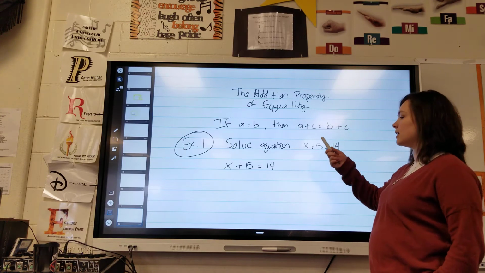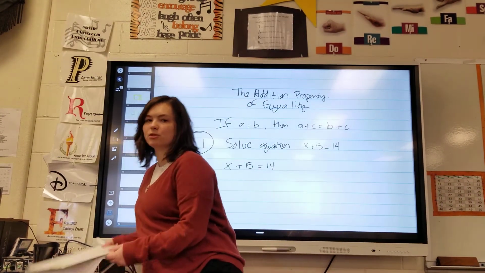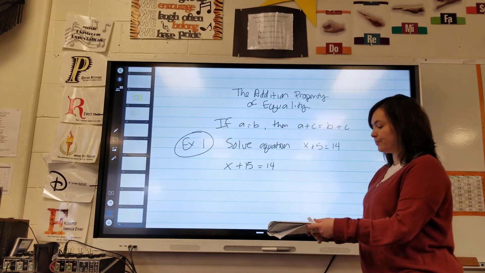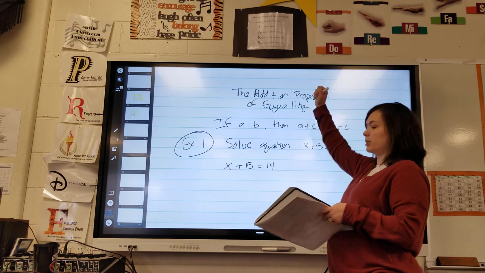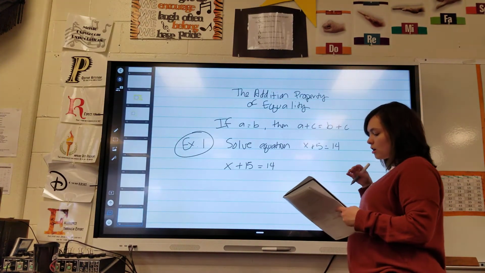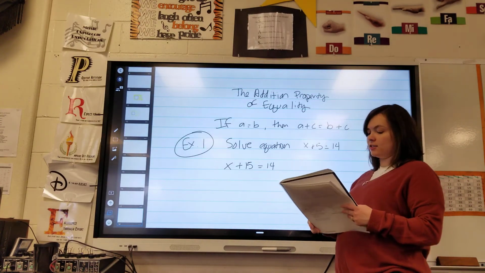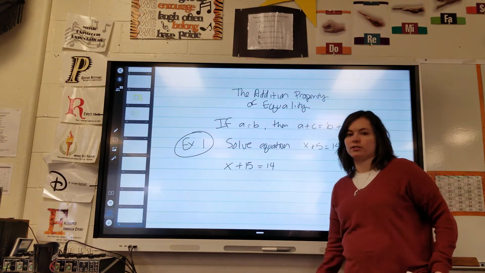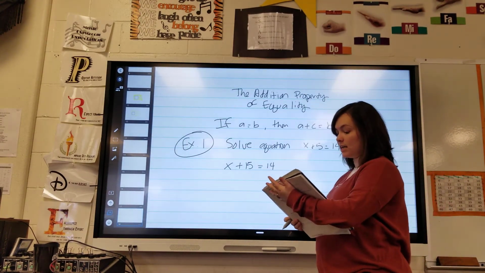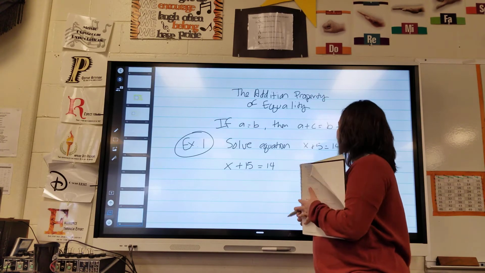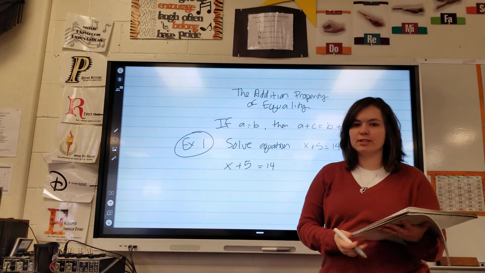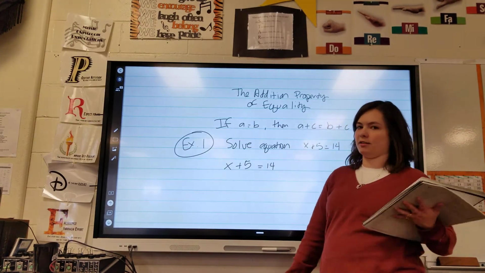So if I was told, and this is the first example in your book, I'm going to flip to it just so I can kind of follow along with you. So flip there. Example 1 in your book, you'll also find this property at the top of page 75 in your book. So it's example 1. Basically, they're saying solve this equation right here. So I rewrote it so I can solve for it. And they are going to subtract 5 from both sides. Oh, I wrote 15. It's supposed to be 5. My bad. We're going to subtract 5 from both sides using that additive property of equality.